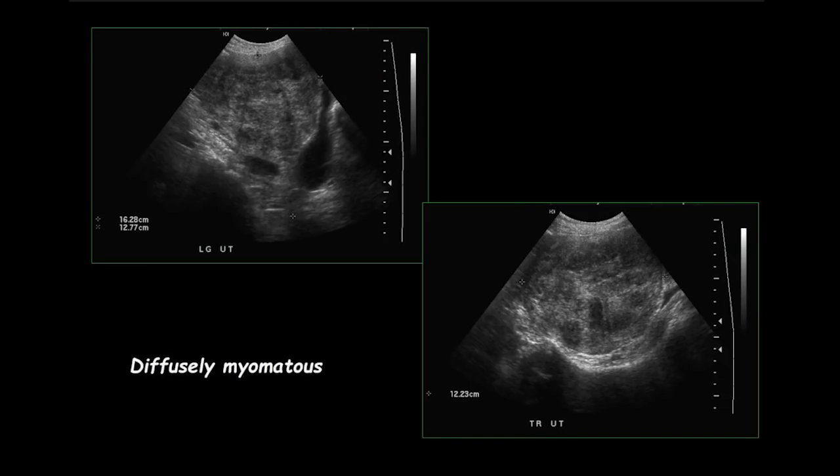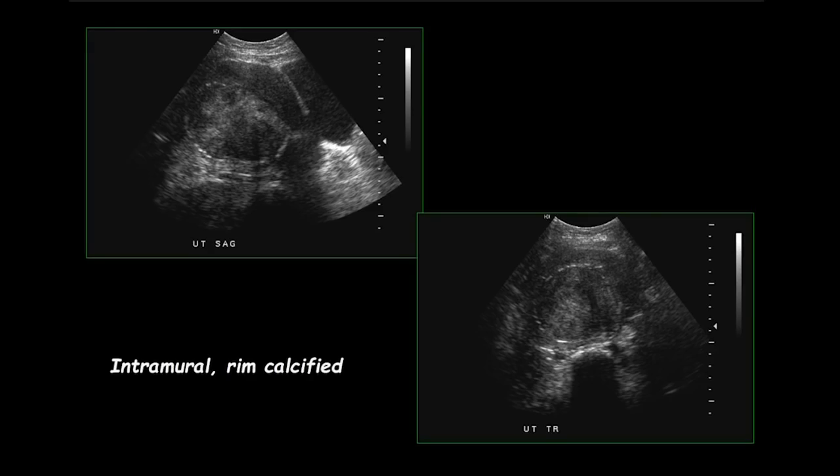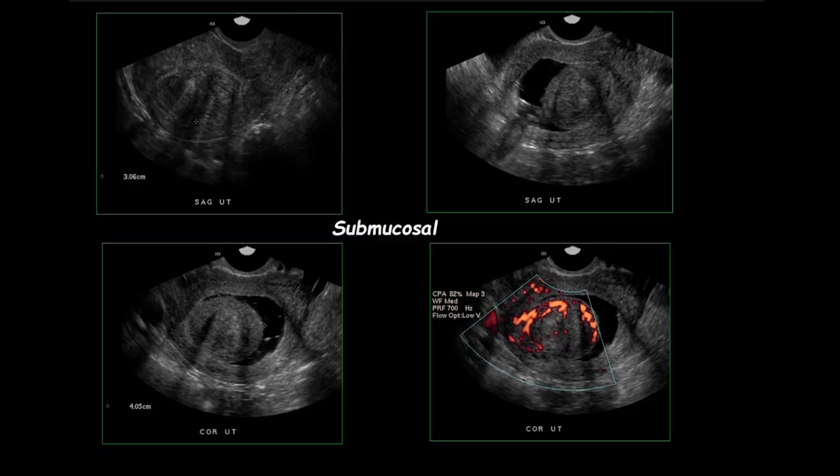These are two transabdominal images demonstrating a markedly enlarged, heterogeneous, diffusely myomatous uterus. These are two transabdominal images demonstrating a large, rim-calcified intramural myoma. These are transvaginal images from a conventional ultrasound and additional images from a saline hysterosonogram demonstrating a large heterogeneous mass expanding the endometrial cavity, confirmed by saline ultrasound to be a submucosal leiomyoma.